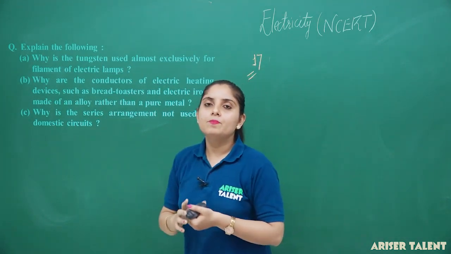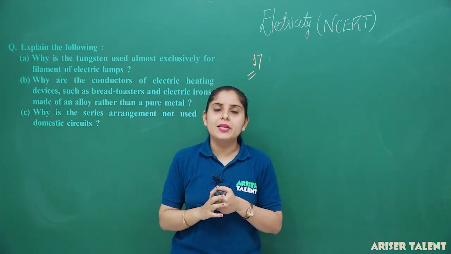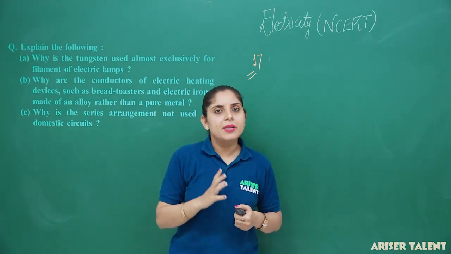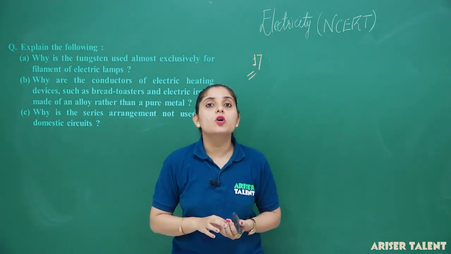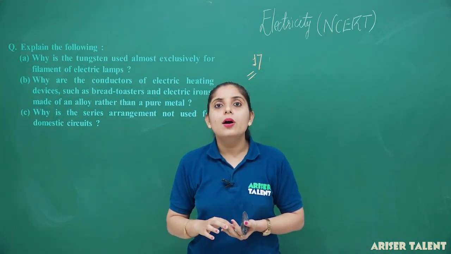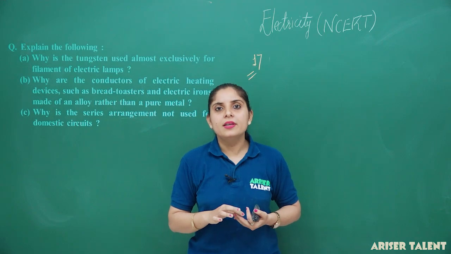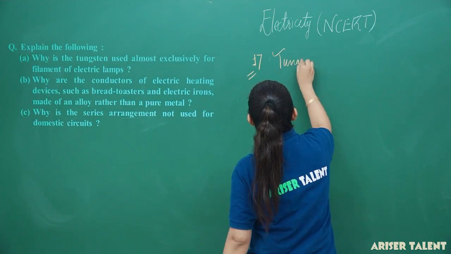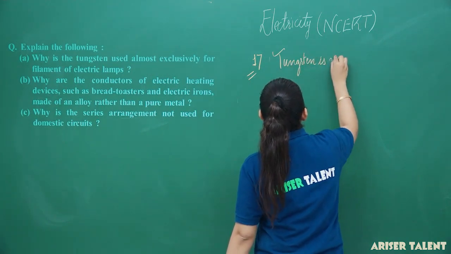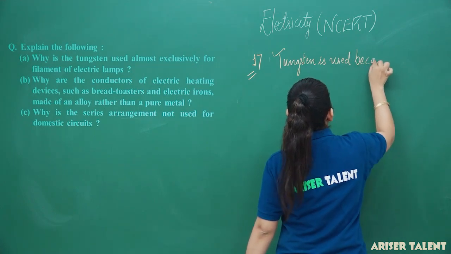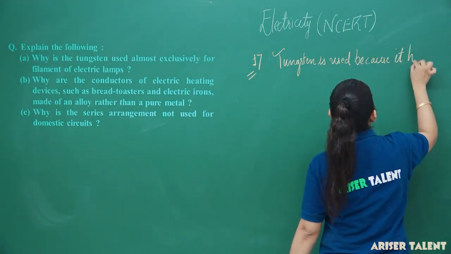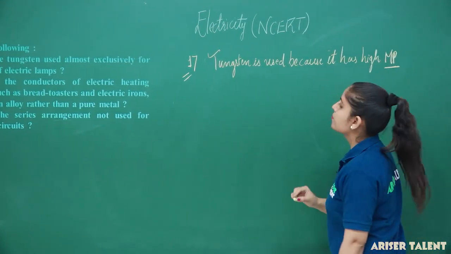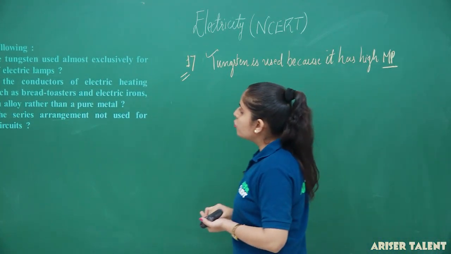In filament lamp, tungsten has a very high melting point. So if it has a very high melting point, it will not melt easily and break the circuit. So tungsten is generally used because it has a very high melting point, approximately 3830 degrees Celsius. So tungsten is used because it has a high melting point. So this is the reason for our first solution.